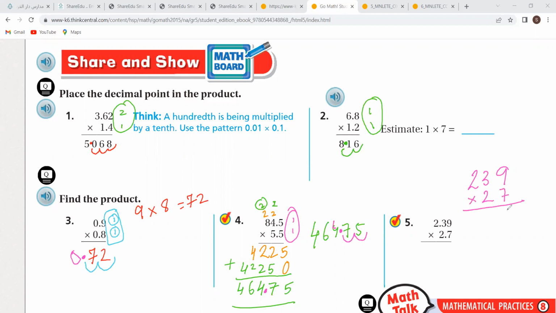Okay, Hala. 7 times 9? 7 times 9 equals 63. And 7 times 3? 7 times 3 equals 21. Plus 6? 7 times 6, 42. One minute, 7 times 3, 20. Don't do 7 times 6, you add 6. Oh, it's 27.